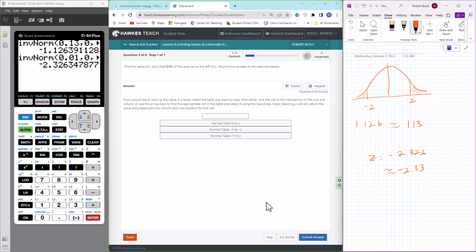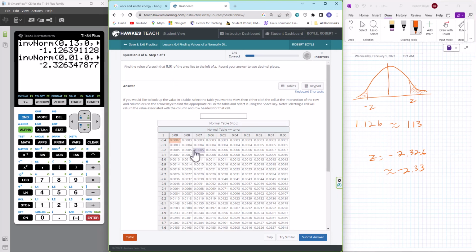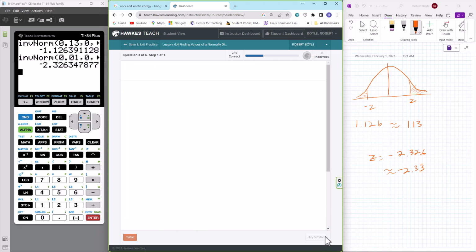What about using the tables? Well, remember, our area is less than 0.5. It's only 0.01, so I want to use this table here. Figure out where 0.01 is. There's 0.01 right there. No, it's 0.001, my bad. I need to go farther down. That's not going to give you the right answer, which is not what I want. Okay, so here we have 0.0099, 0.0102. This one is actually closer. So click on that. Hey, it's negative 2.33. Submit your answer. There you go.